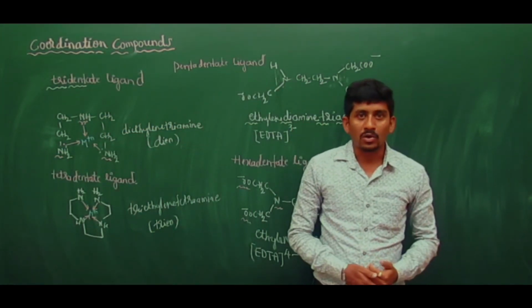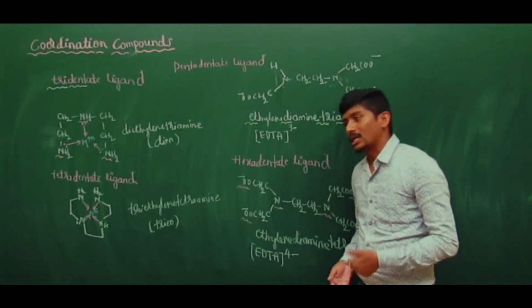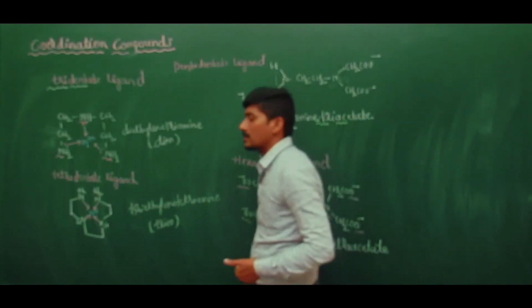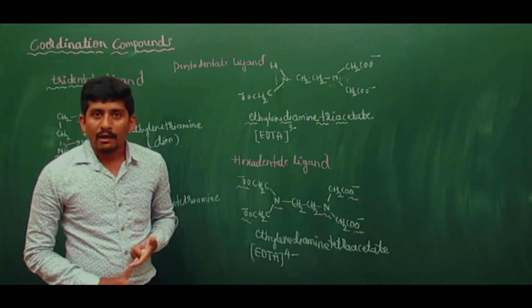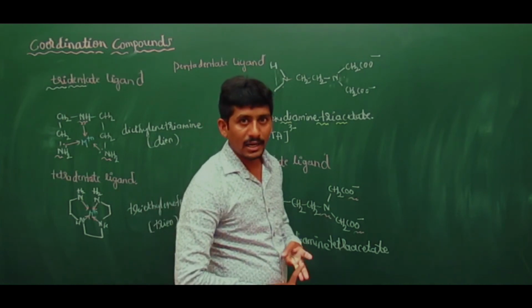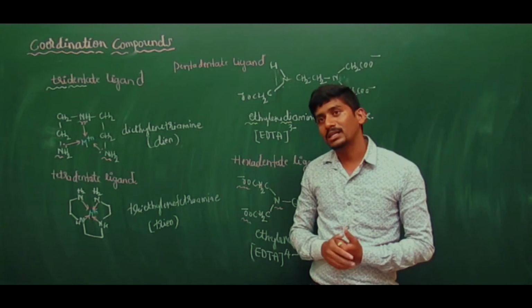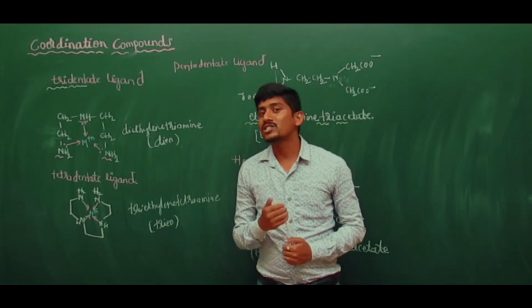In the next video, we continue with the ligands. Further, there are some more ligands. Those are amphidentate ligand, flexidentate ligand, bridged ligand, as well as chelating ligands. There are still many ligands to discuss. That we can discuss in the next video, right?